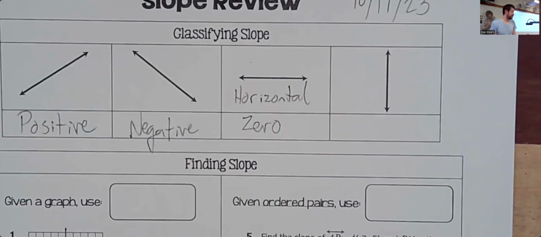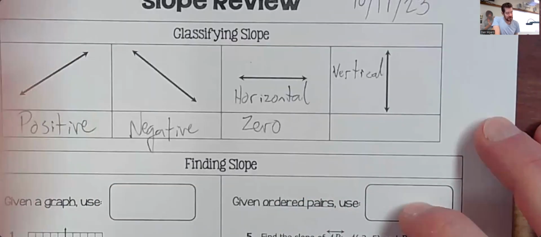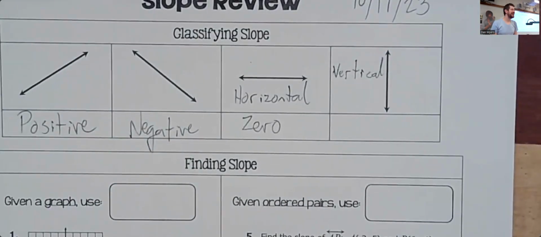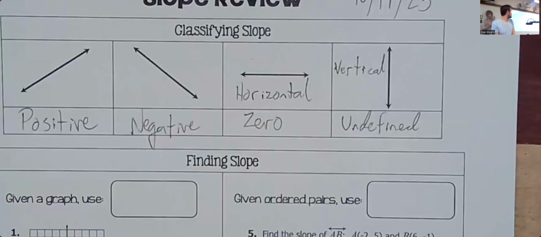And then there's this last one over here, which is the vertical line. I heard the word infinite, which is kind of, but not quite. So we got positive, negative, 0. It's one that you saw last year, but not all that often. All right, you ready? Undefined.